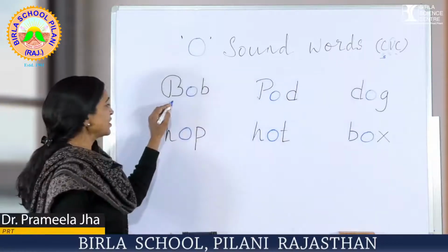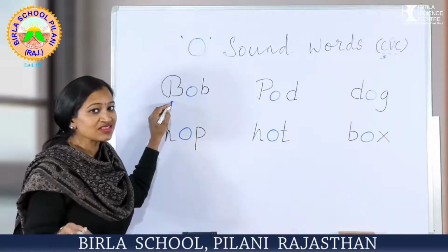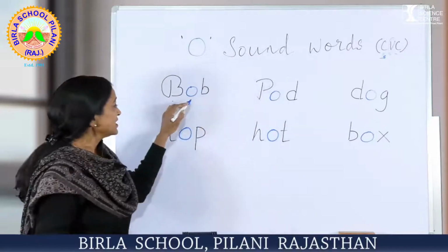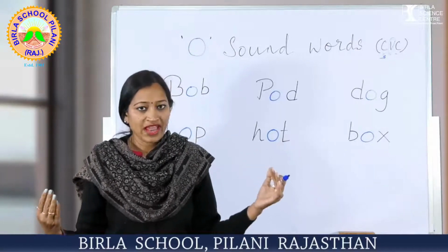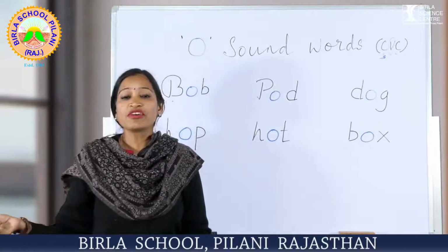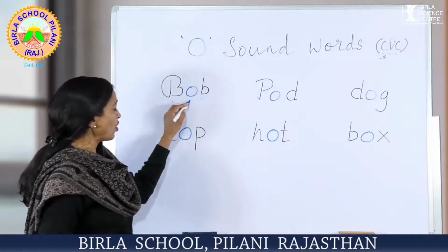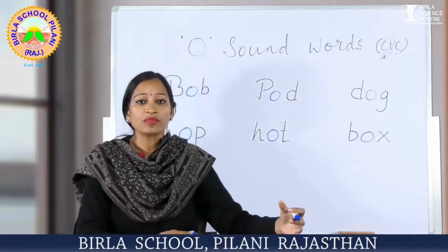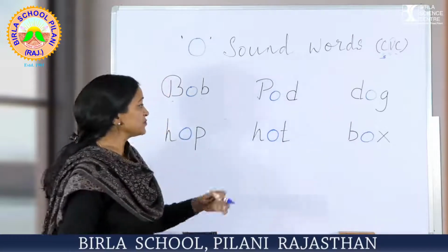The first word, my first letter here is B. And what is the sound of B? Phonic sound of B is B. And the phonic sound of O is O itself. And here this again is B. So the phonic sound of B is B. How do we read it? B, O, B, Bob. It becomes Bob.